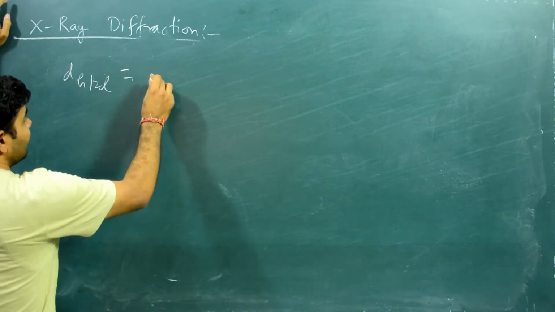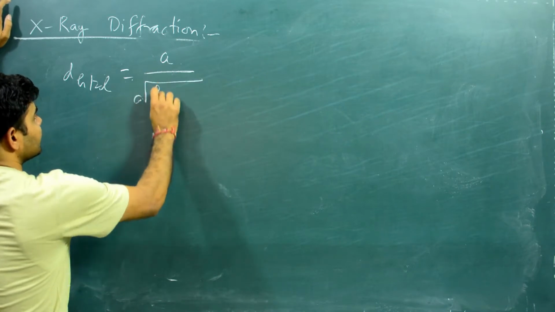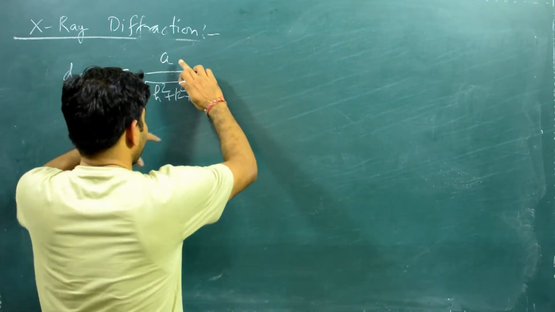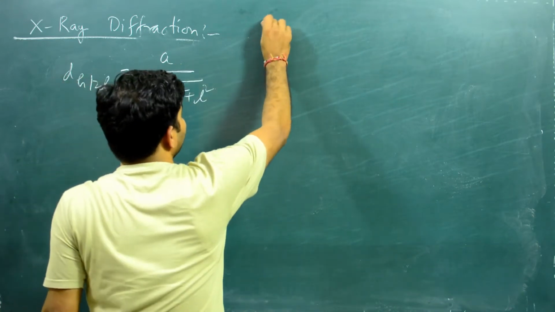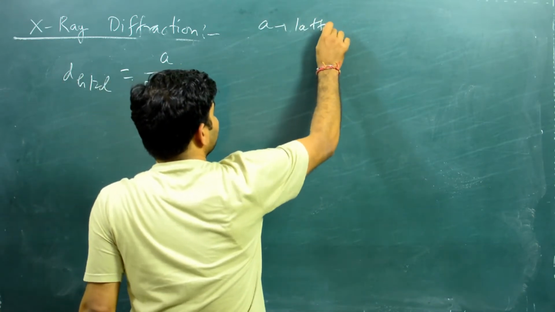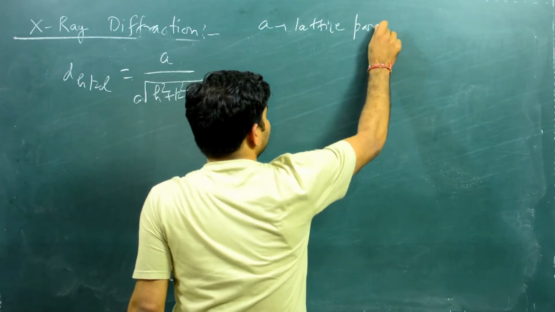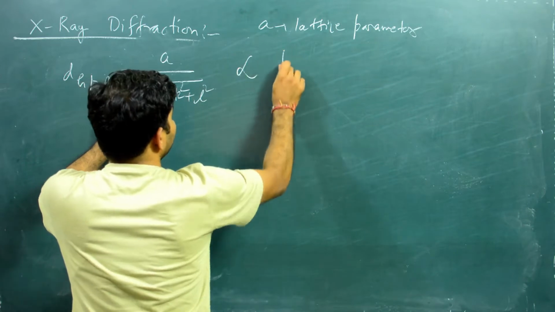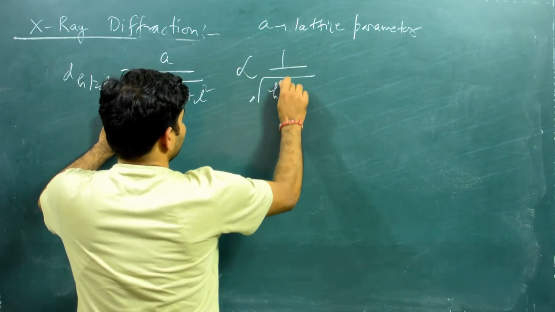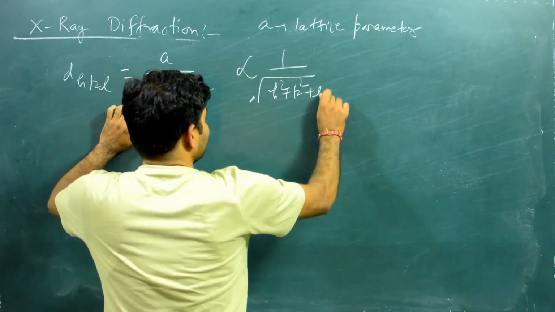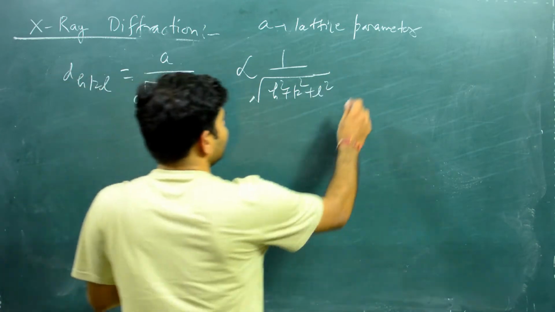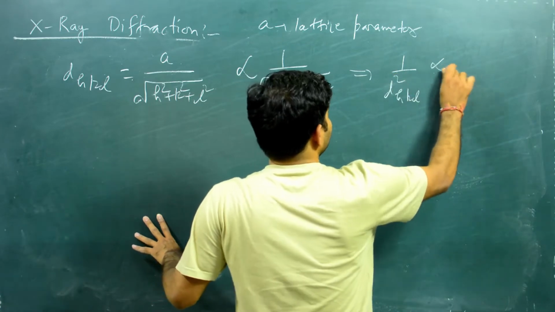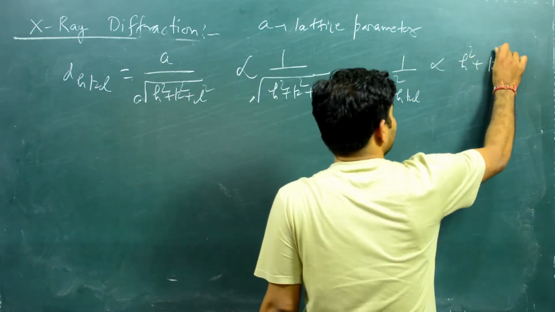d_hkl is equal to, for the cubic system, a over the square root of h squared plus k squared plus l squared, where a is the lattice parameter, the edge of the unit cell. For a given cubic crystal structure this is a constant, so I can write d_hkl is proportional to this. In other words, 1 over d_hkl squared is proportional to h squared plus k squared plus l squared.